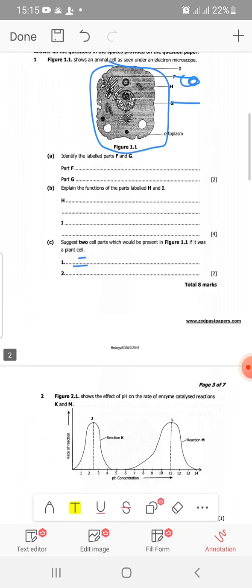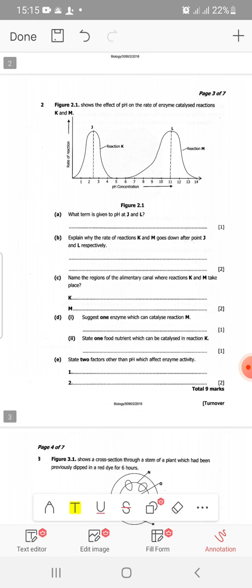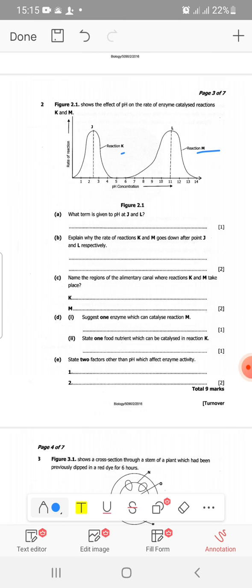We now go to question 2 from enzymes. Figure 2.1 shows the effect of pH on the rate of enzyme catalyzed reaction. So we have reaction K. If we can see this reaction K, we also have reaction M.